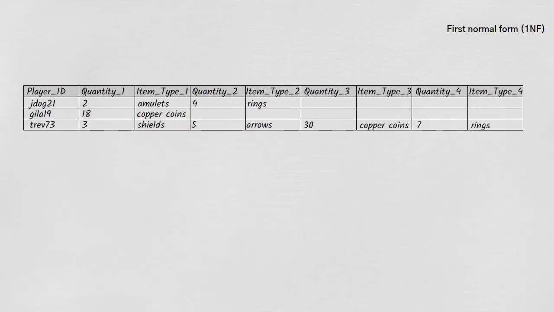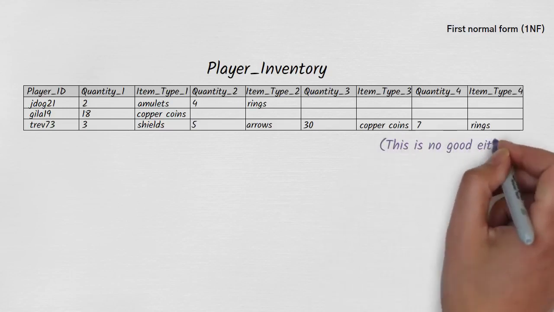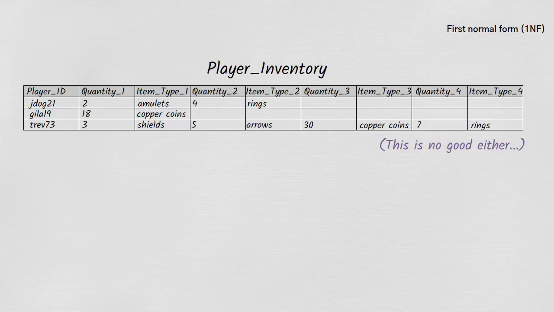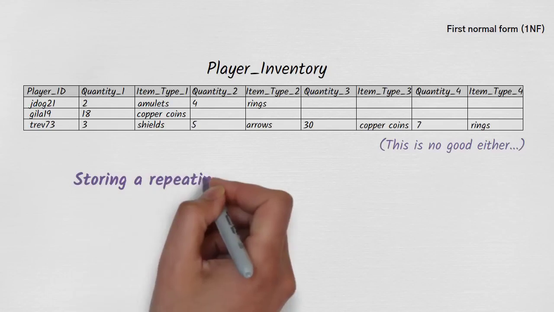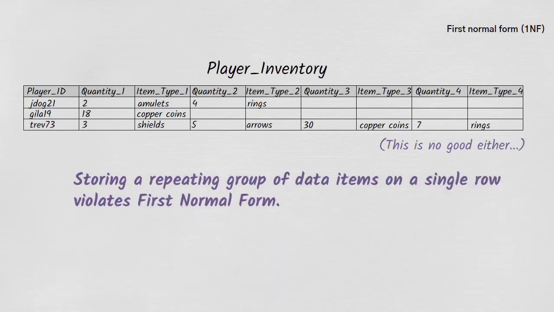We might be tempted to represent the data like this. This lets us record up to 4 items per inventory. But given that a player can have an inventory consisting of hundreds of different types of items, how practical is it going to be to design a table with hundreds of columns? Even if we were to go ahead and create a super wide table to hold all possible inventory data, querying it would still be extremely awkward. The bottom line is that storing a repeating group of data items on a single row violates first normal form.